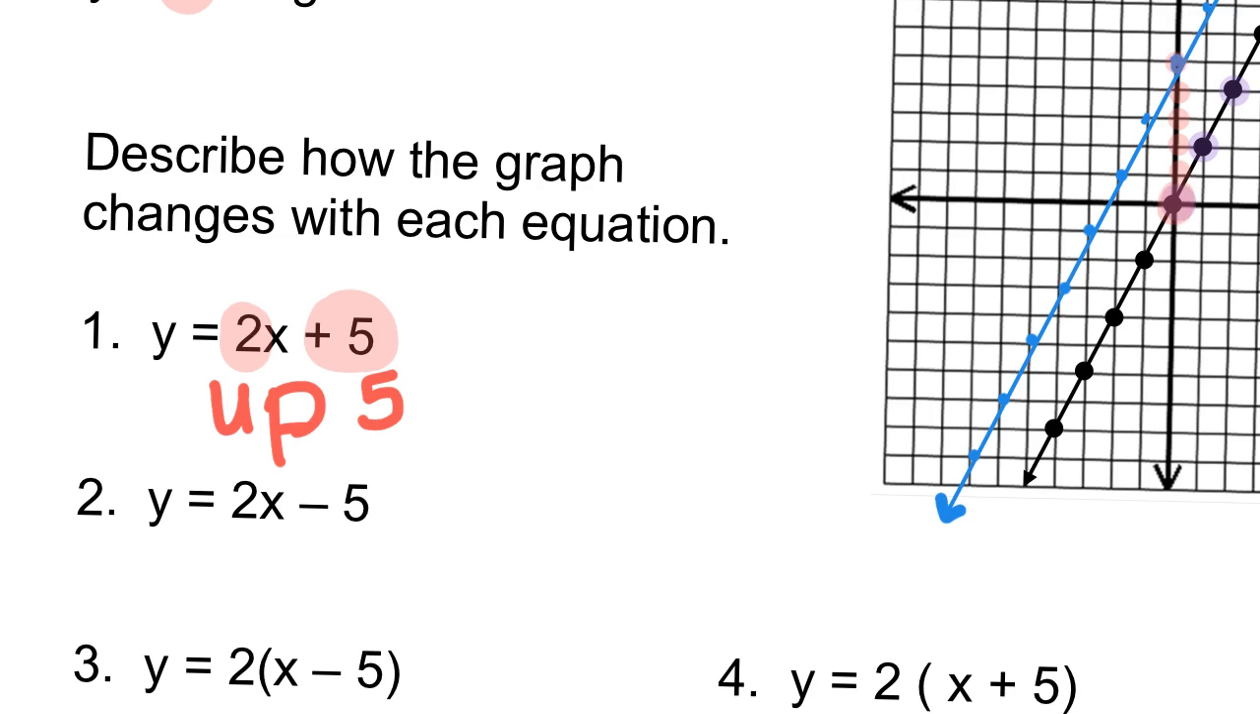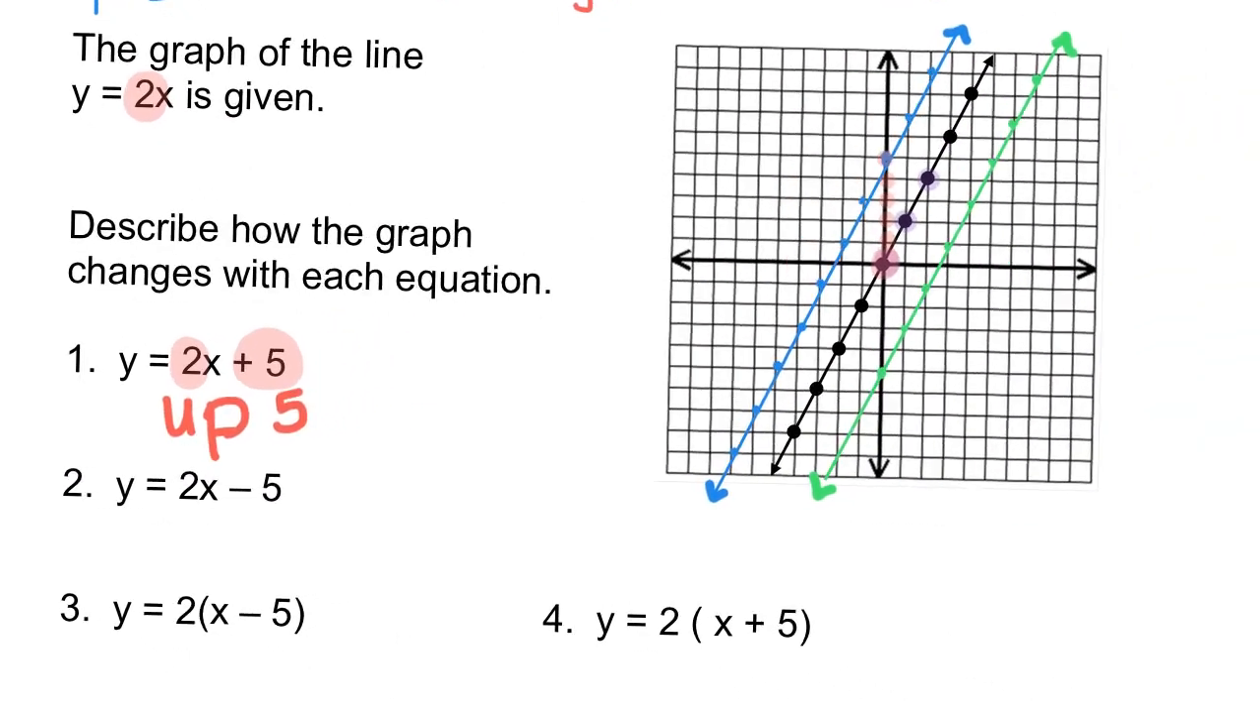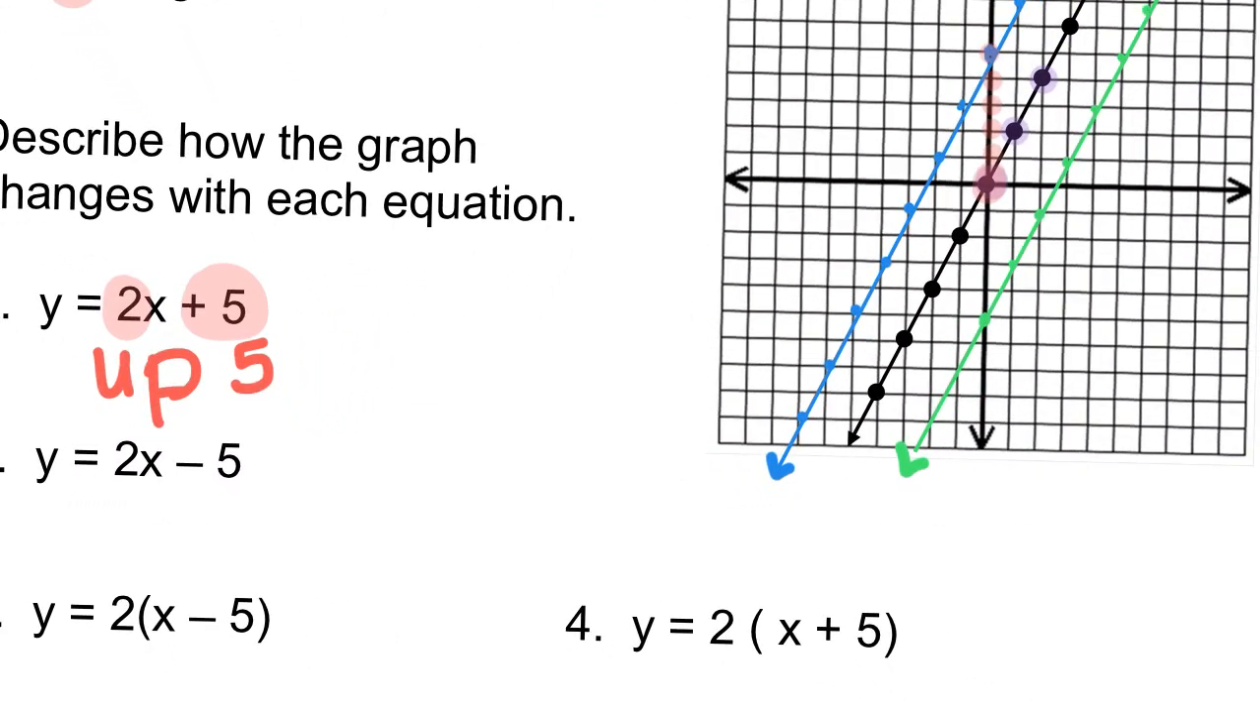Now guess what happens on number 2? On number 2, it appears that it will move down 5. So let's go ahead and graph that. Pause the video here to make sure that those changes are true. So the green line did move down 5 from the origin.